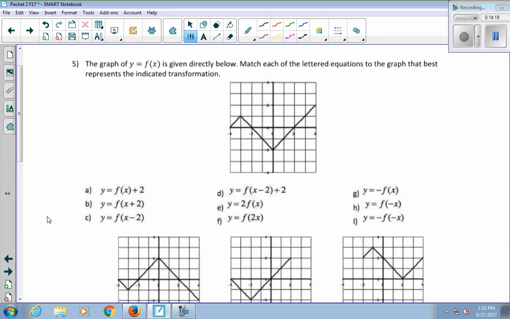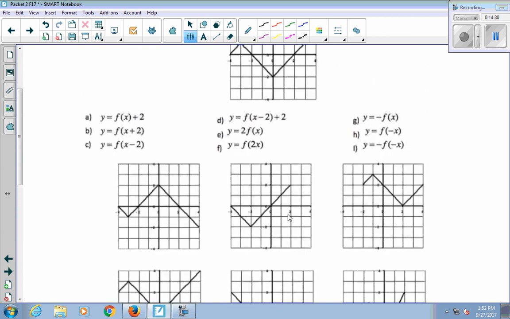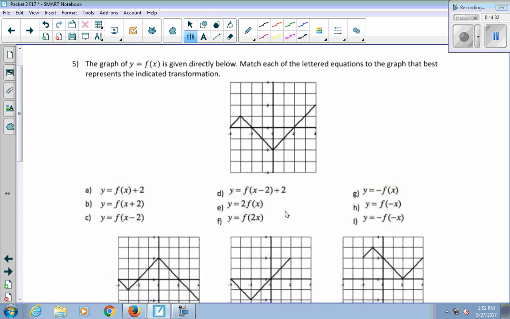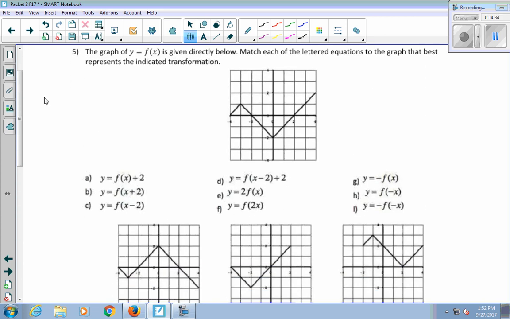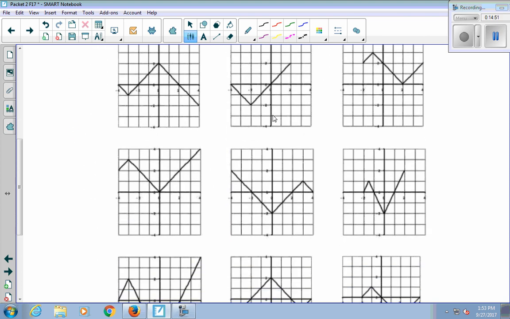Okay, so now we have some matching. This is my original graph F, and I have 9 transformations, formulas, and their graphs. So we want to match them. All right, so the simplest one, A, f of x plus 2. That would take my original f and move everything up 2. So I'm looking for something that looks exactly like f, but everything's up 2. So like this bottom point right here would be up 2 at the origin. So let's see if I can find something that looks like that.